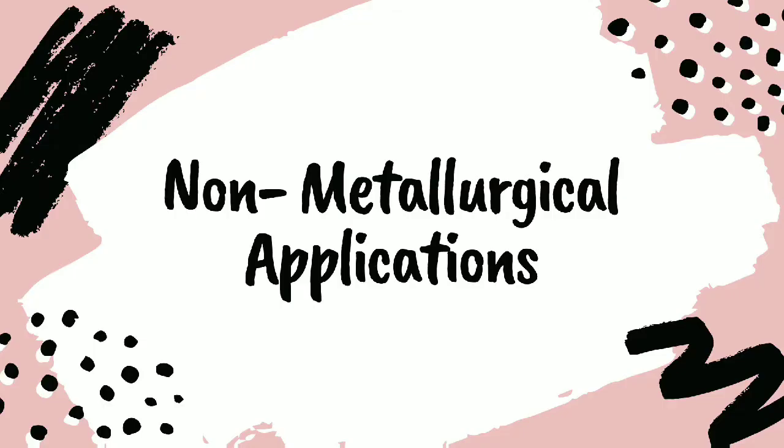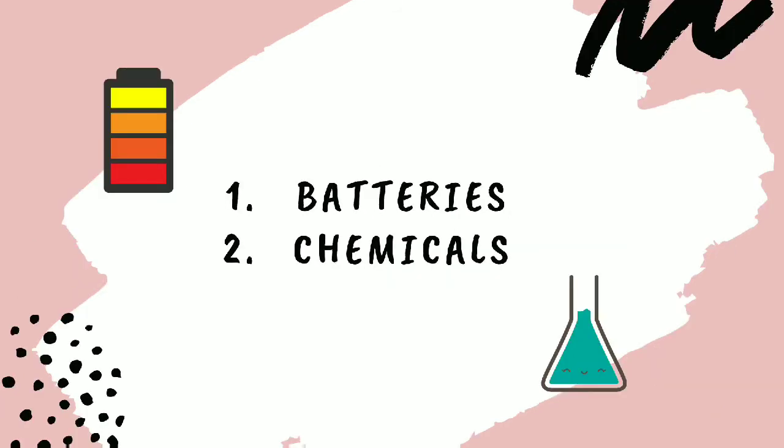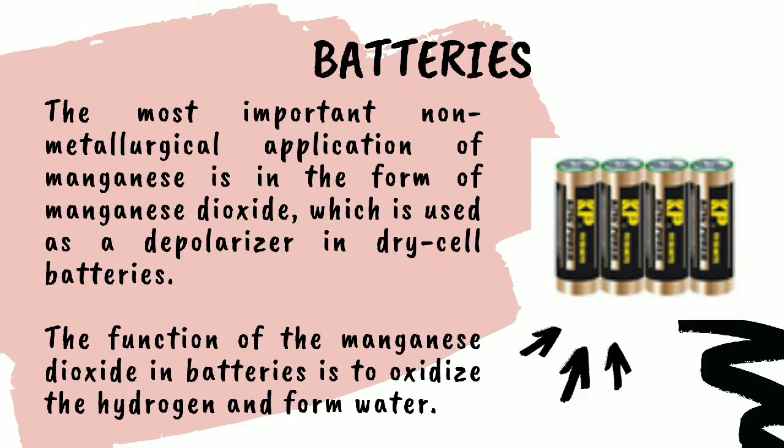Next is non-metallurgical applications. Non-metallurgical applications include batteries and chemicals. The most important non-metallurgical application of manganese is in the form of manganese dioxide, which is used as a depolarizer in dry cell batteries. The function of manganese dioxide in batteries is to oxidize the hydrogen and form water.